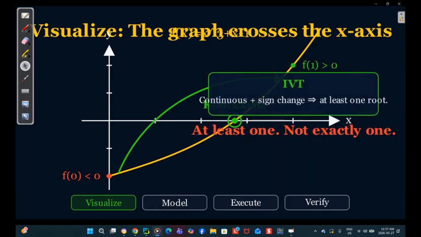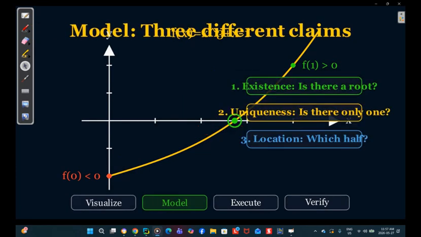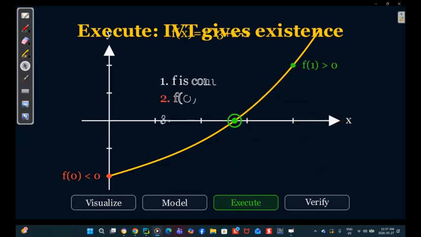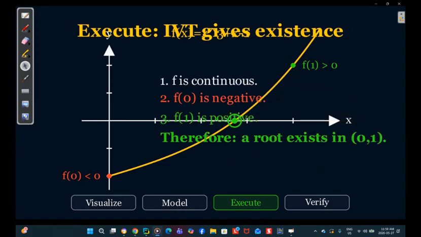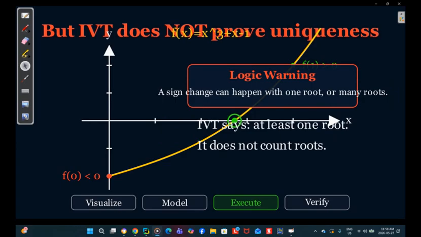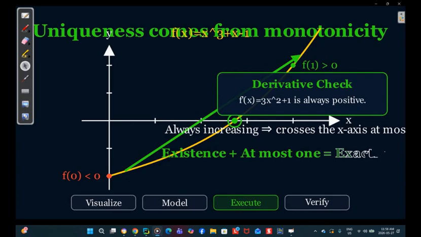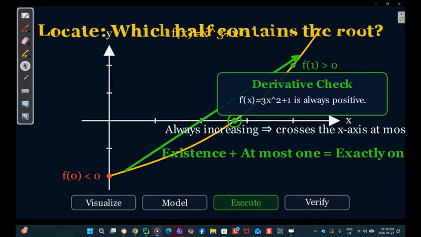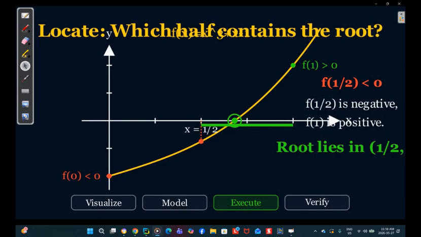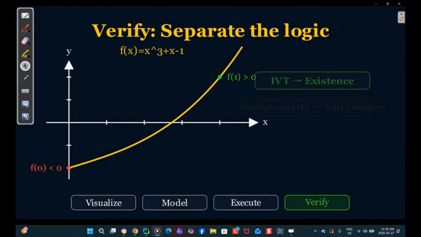Now, an always increasing function can cross the x-axis, but it has to do it at most once. At most once, an increasing function has to go through the x-axis. So now we have two very interesting pieces. IVT gives us at least one root, I think you can agree. Increasing behavior gives us at most one root.